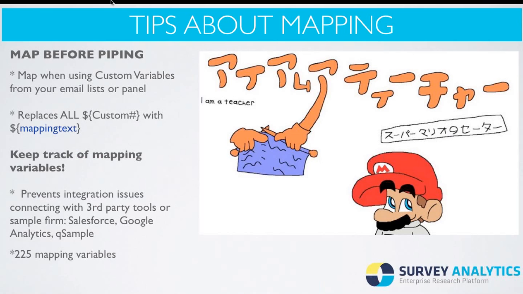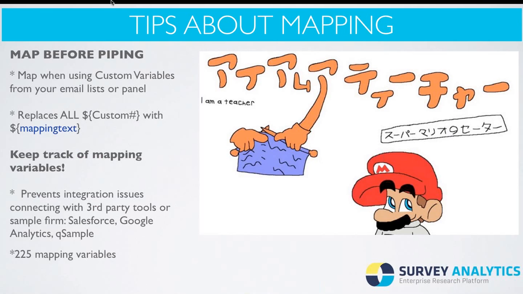And then basically, anytime you're using any kinds of custom variables from your email list or just from your panel, make sure to try to code them into something that you recognize. So it changes the code. Anything that you use with the custom variable code, just change that into the mapping text. So if you change custom variable 1 from custom 1 to Mario, then all you need to do is put the $, then the curly brace, Mario, then close it with the curly brace.